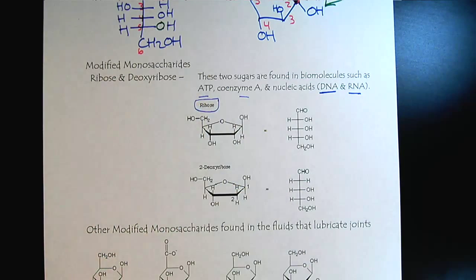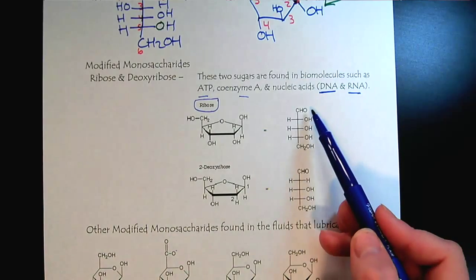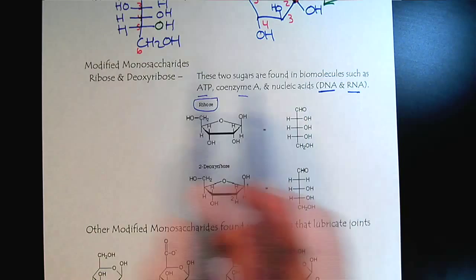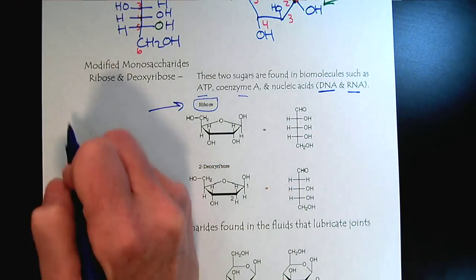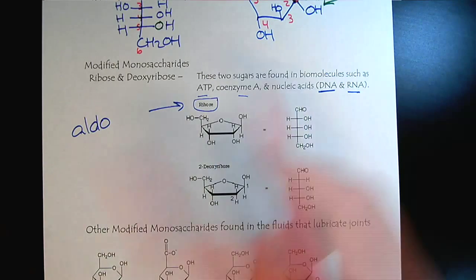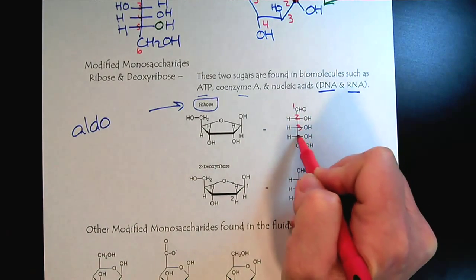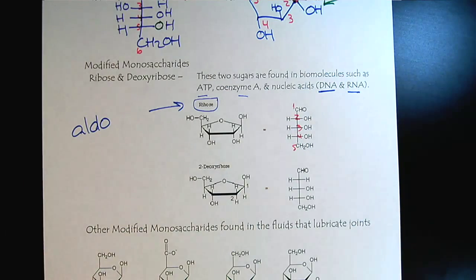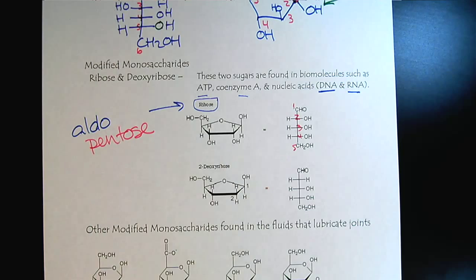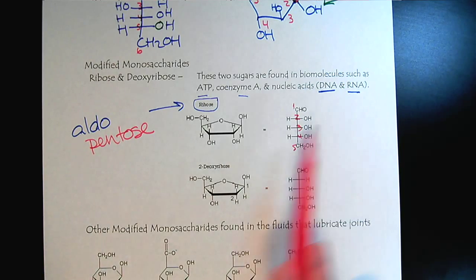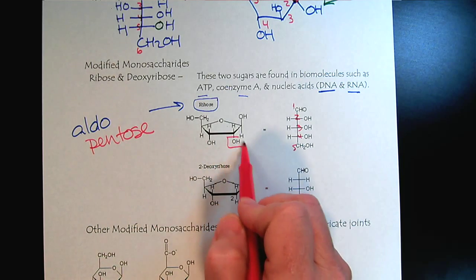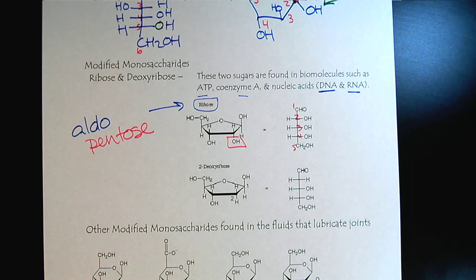So ribose is the typical sugar, and so here we could describe it, right? There we see the aldehyde, so we could describe ribose as an aldo, right? And then we look at the carbons, 1, 2, 3, 4, 5, right? So it would be an aldopentose.